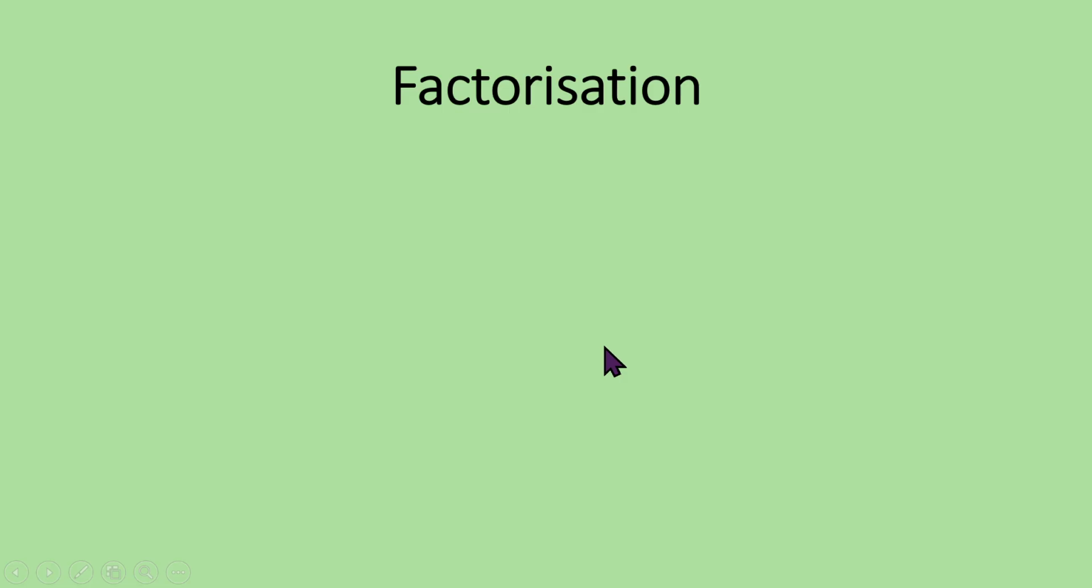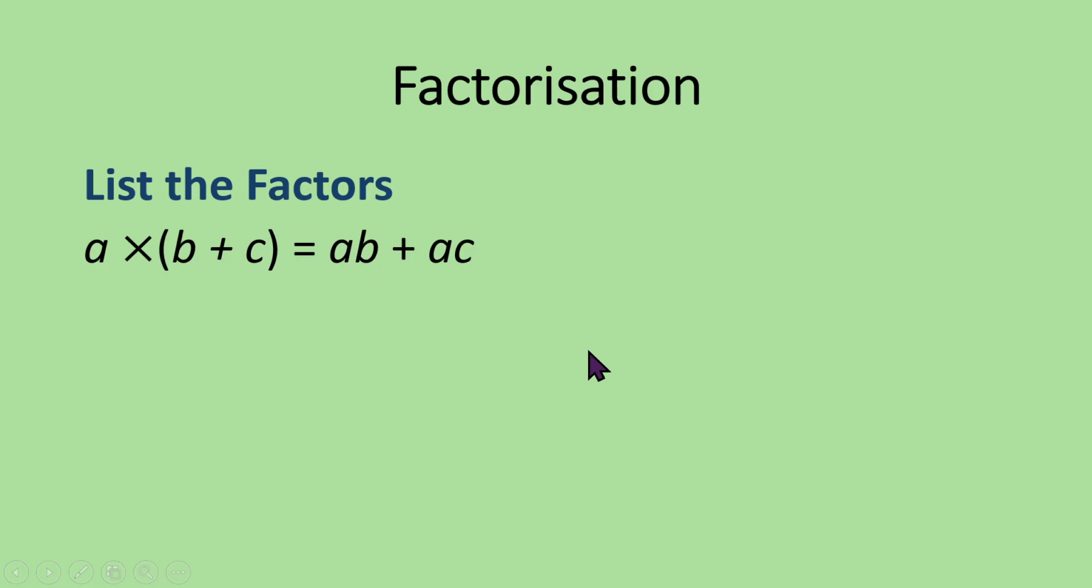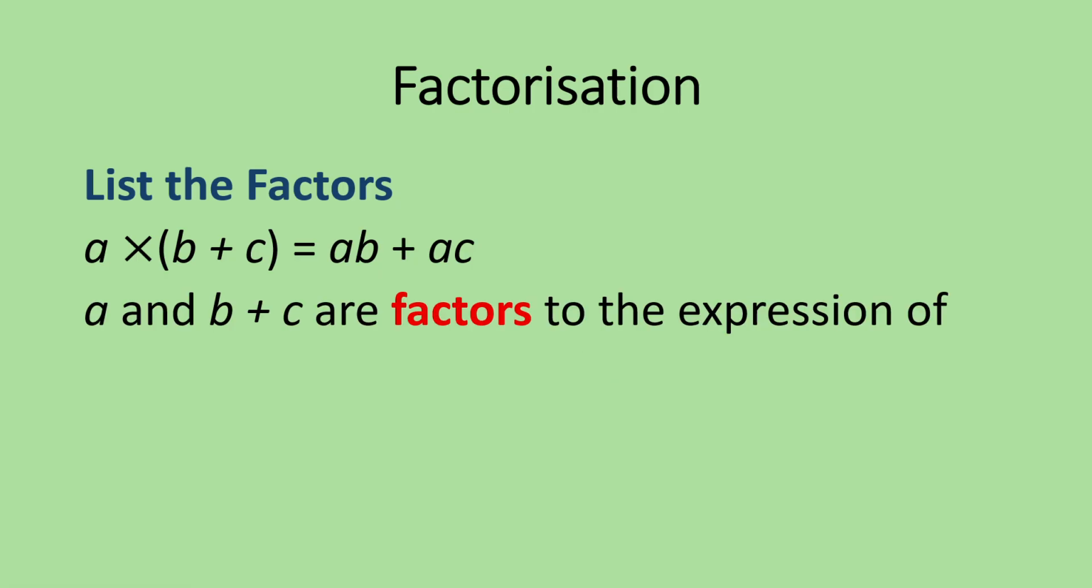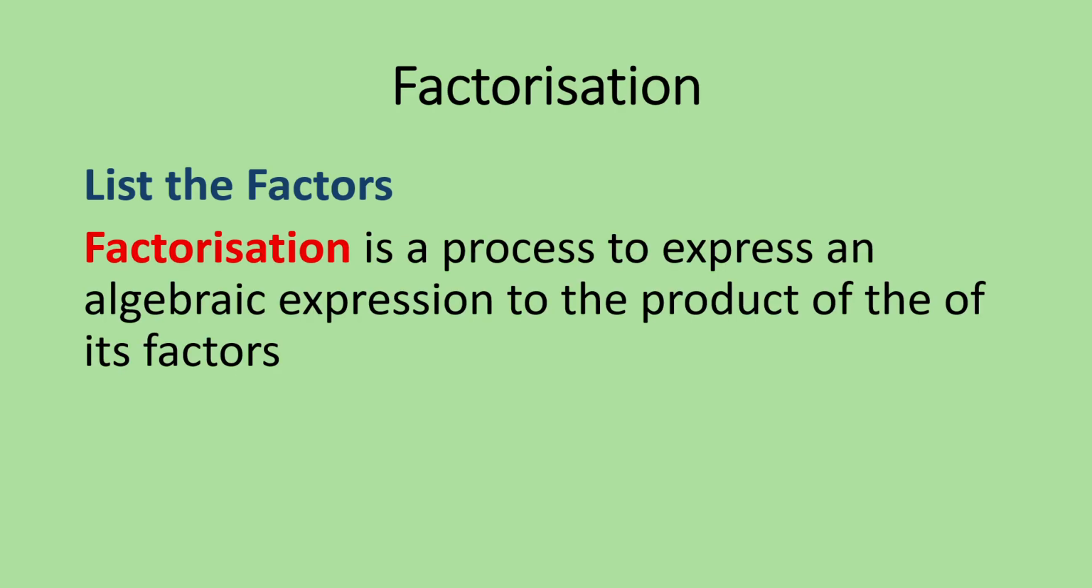So we'll be covering factorization. So let's list the factors basically. A multiplied by B plus C is AB plus AC. So A and B plus C are factors of the expression AB plus AC. Now factorization is a process to express an algebraic expression as the product of its factors.